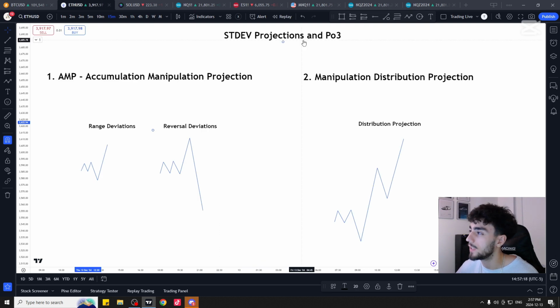So first things first, standard deviation projections and Power of 3. There are 3 projections that I use, okay? There's 2 types. The first type is AMP. It stands for accumulation manipulation projection. This is when price is accumulated and we get a manipulation leg. So I want to project where price is going to reverse from. Okay, put that in your notes.